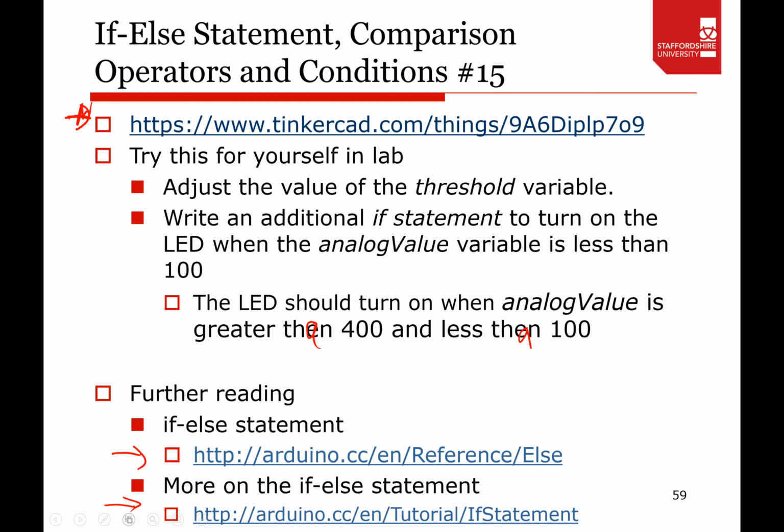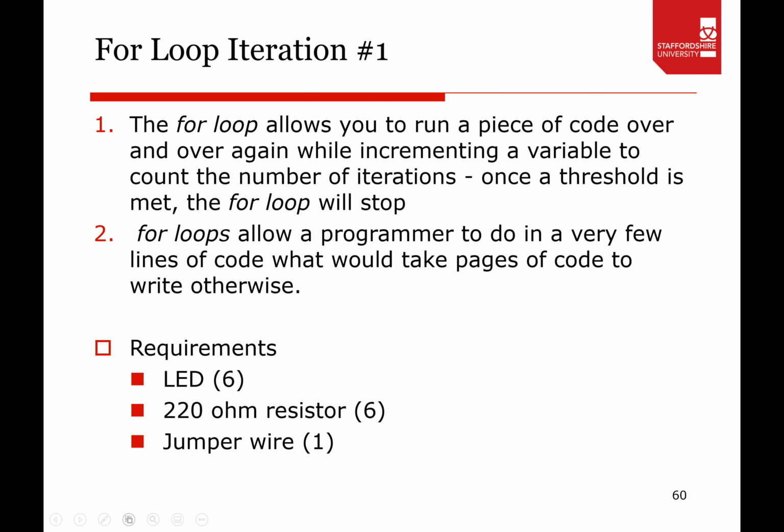We will now move on from the if-else statement to the for loop iteration. The for loop allows us to run a piece of code over and over again, whilst incrementing a variable to count the number of iterations. Once a particular threshold is reached, the for loop will stop. For loops allow programmers to do in very few lines of code what would take pages and pages of code otherwise.